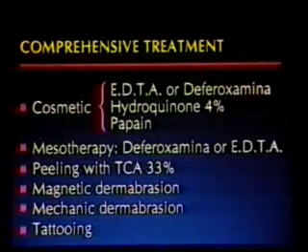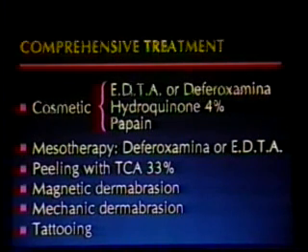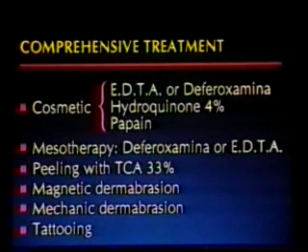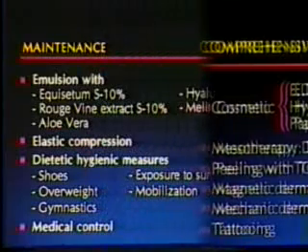If we want to comprehensively treat phlebopathic hyperchromic spots, we should resort to cosmetic using EDTA, deferoxamine, hydroquinone, and papain, and mesotherapy with deferoxamine or ethylene diamine tetracetic. It is also possible to perform a peeling with trichloroacetic at 33% or magnetic or mechanic dermabrasion. When hyperchromic lesions can no longer be improved, tattooing or camouflage can be used to conceal them.